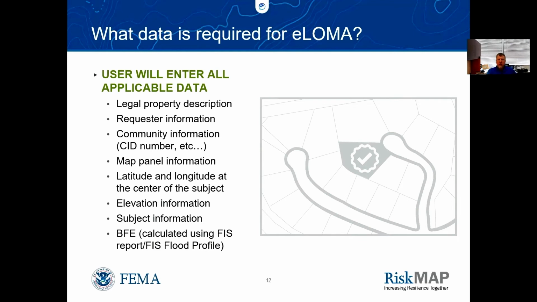There's some other information they need to enter about the subject. If there's a residence and a garage on the property, they enter that information so it's differentiated on the determination letter. And then they also enter the BFE. They have to indicate how they calculated the BFE, whether it was using the flood profile in the FIS report, or if it was a Zone A BFE and they did a QUICK-2 or a HEC-RAS study. They enter all that information so that FEMA knows exactly how they got the BFE before moving forward.